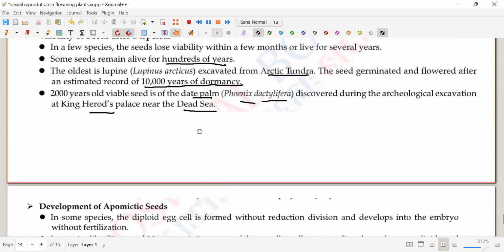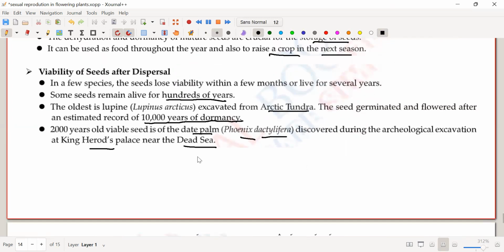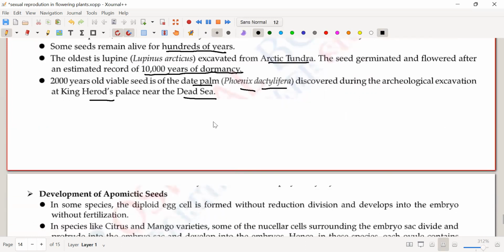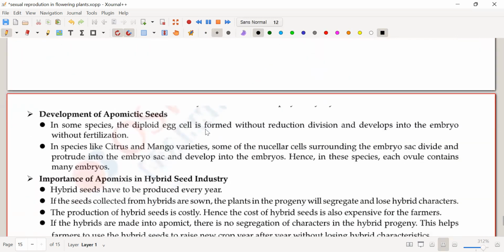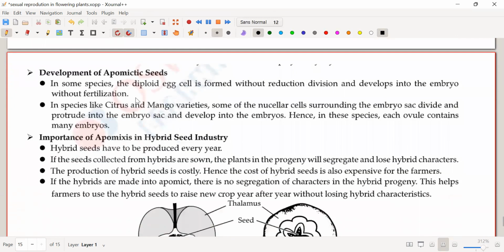See, viability of seed is also important. Some seeds live for several years, some for several months, and some within a short period of time. It will be dead. It can't produce the plants.